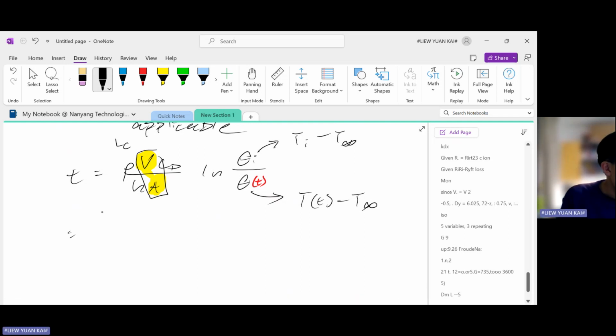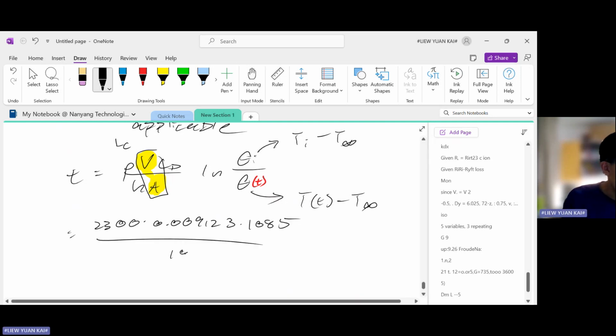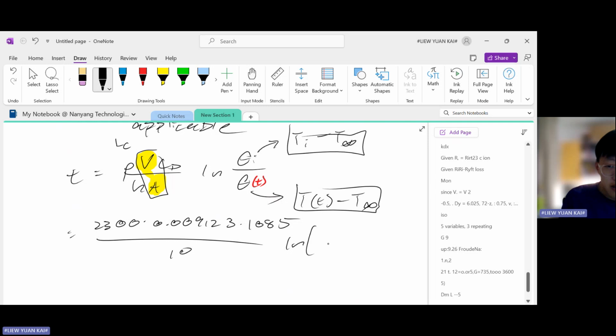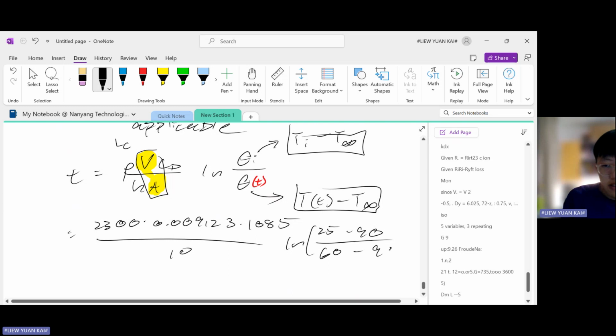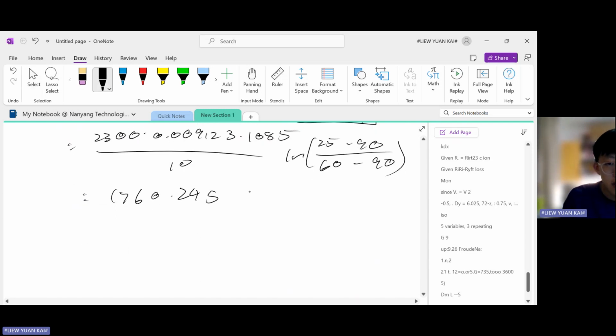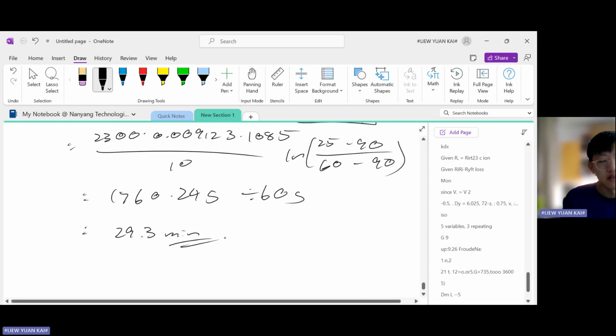They give me the density as 2300. We calculated the characteristic length earlier. Then the heat capacity, the convective coefficient, and then you replace theta with these two values. Initially at 25 degrees Celsius, water is 90 degrees. We want to end at 60 degrees Celsius. Calculate this and you get 1760.24 seconds. If you want this to be a little more elegant, you can divide this by 60 seconds to convert it into minutes, and then you'll get 29.3 minutes. So a reasonable answer.